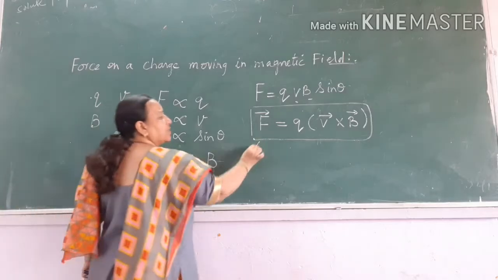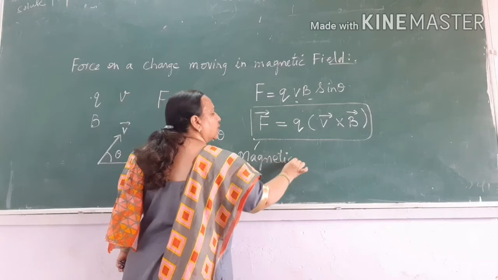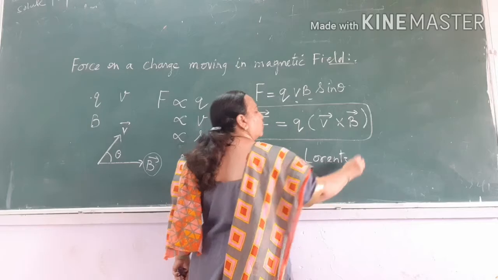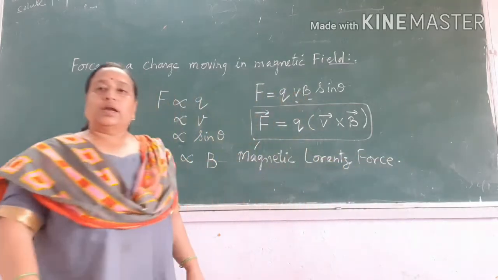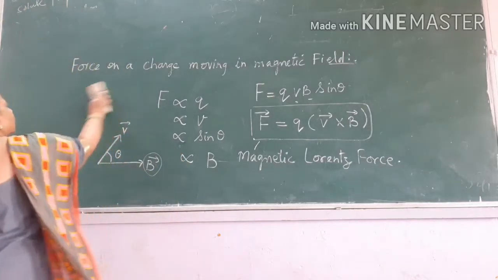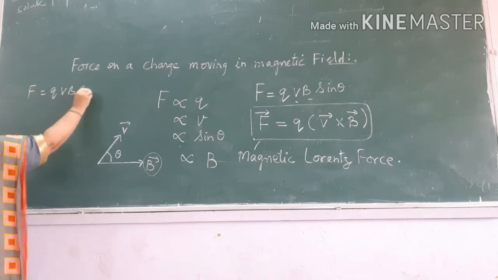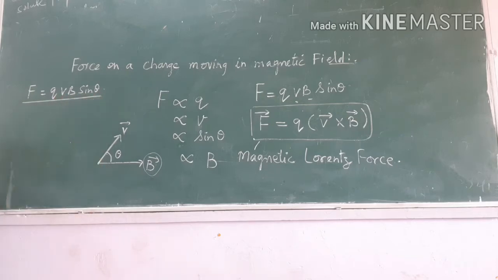This is called the magnetic Lorentz force. Now, we can interpret this force. F is equal to QvB sine theta. So let us see the factors on which this force depends.